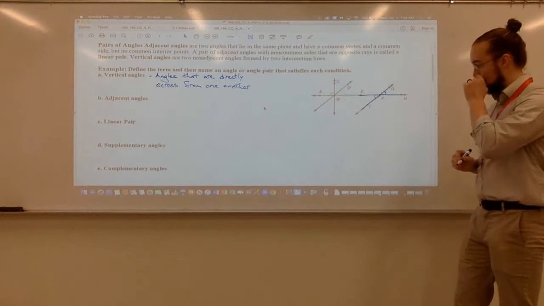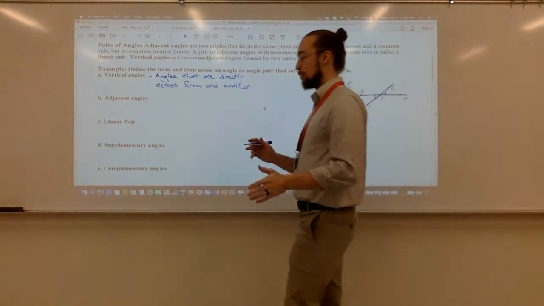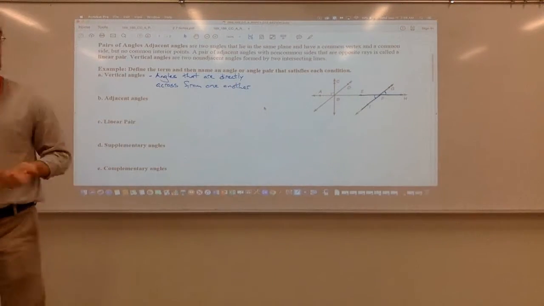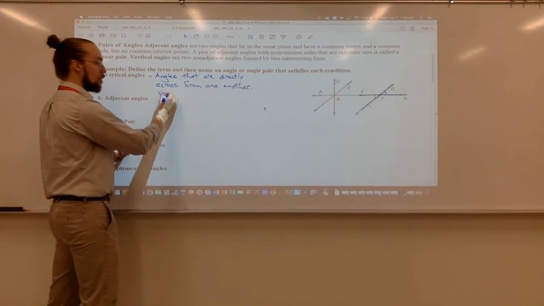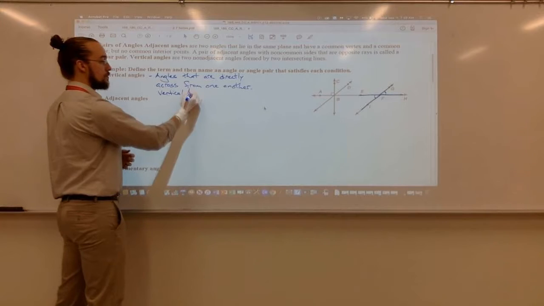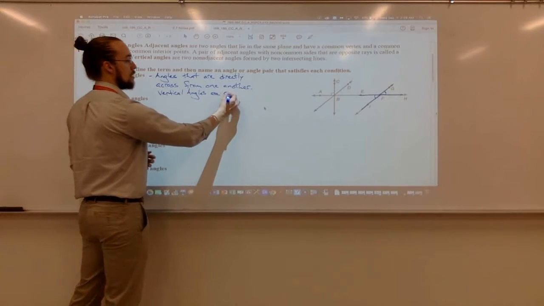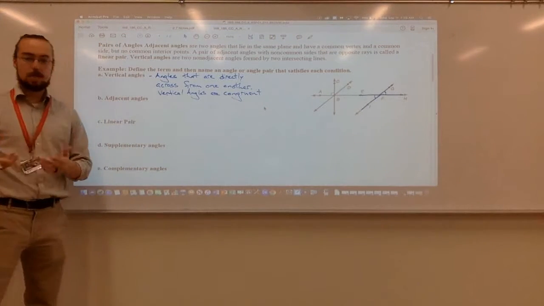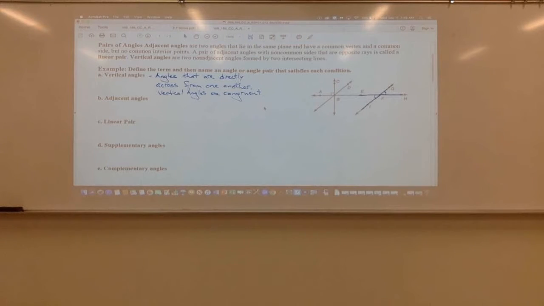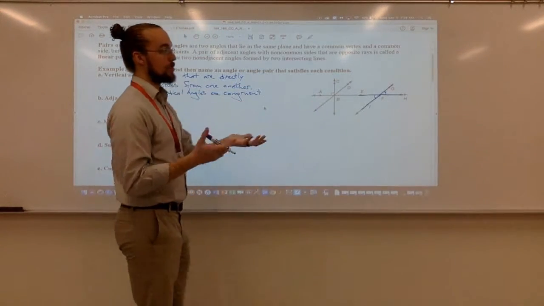Now, another important idea with vertical angles, and we'll do a lot of practice problems with this idea, is that vertical angles have the same measure, or are congruent. Vertical angles have the same measure or are congruent. So, I gave you one example here.